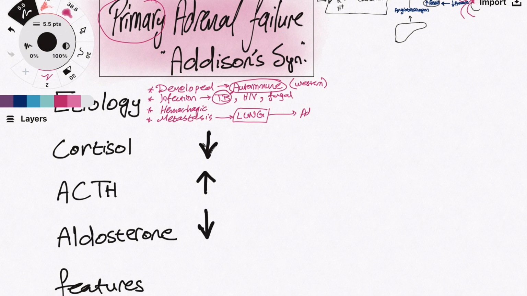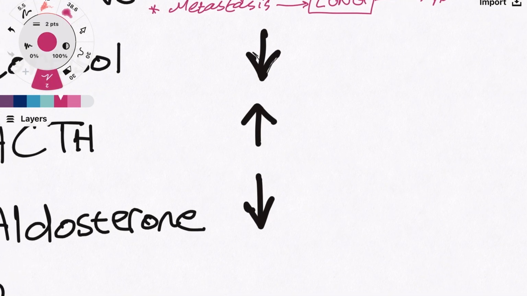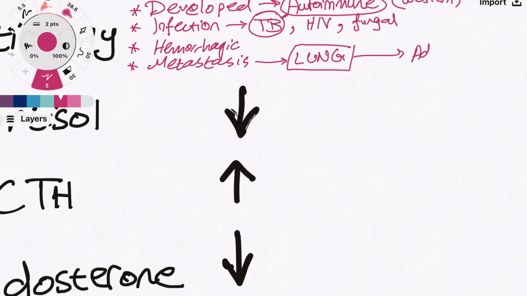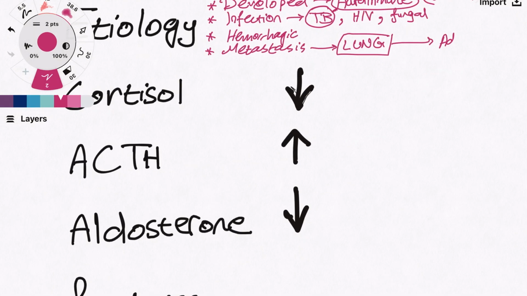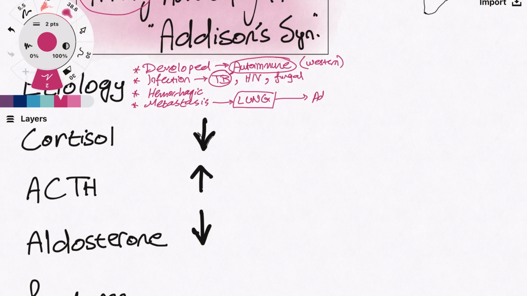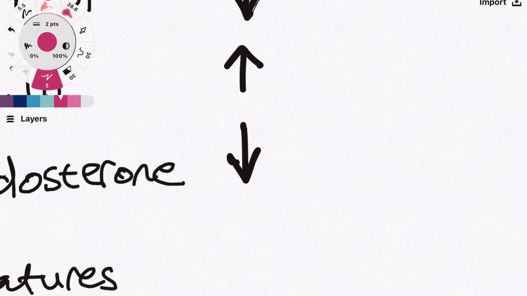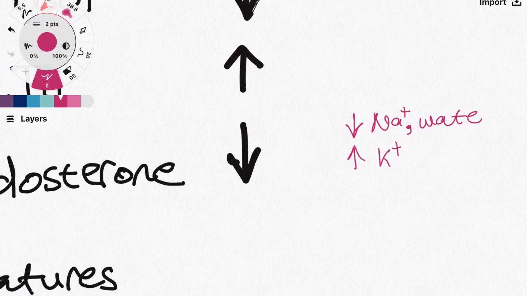Now, before going to the features, let's see what is the result of having low aldosterone. We said that aldosterone was responsible for increasing water and sodium absorption and decreasing potassium and protons in the serum. If we don't have aldosterone, the opposite is going to happen. That means we're going to have reduced sodium and water, and elevated potassium and protons.